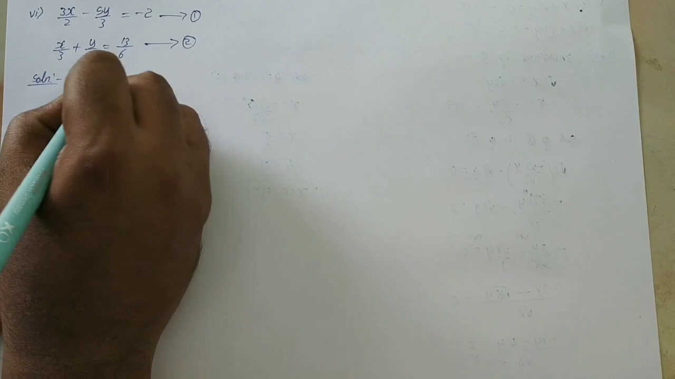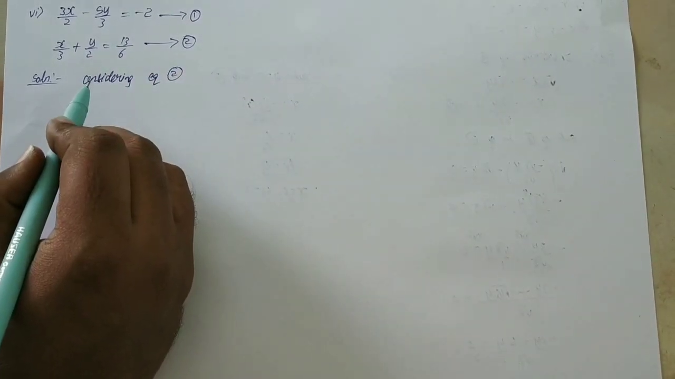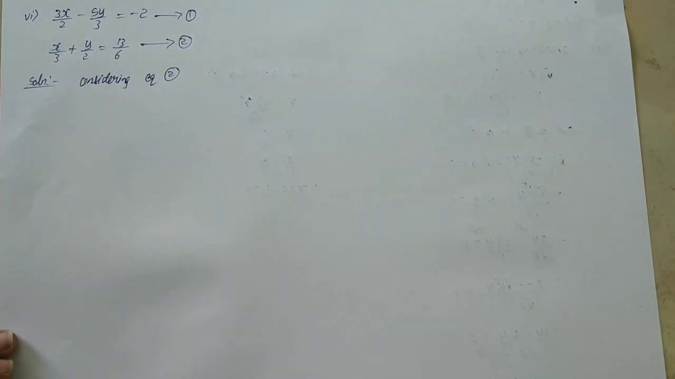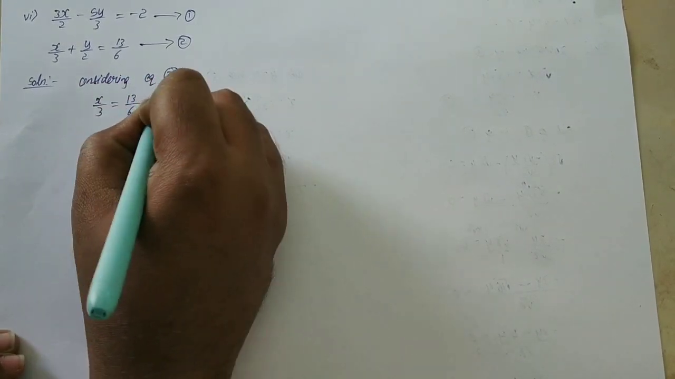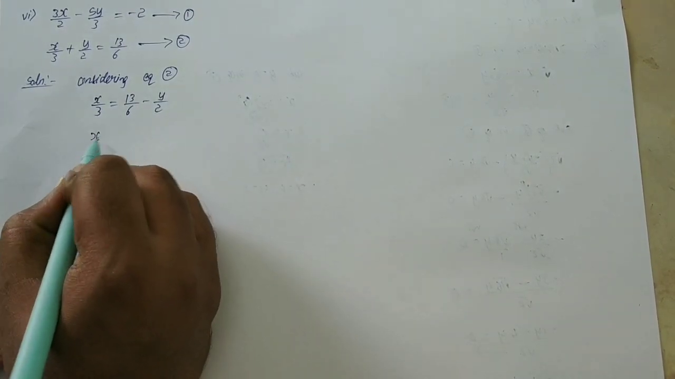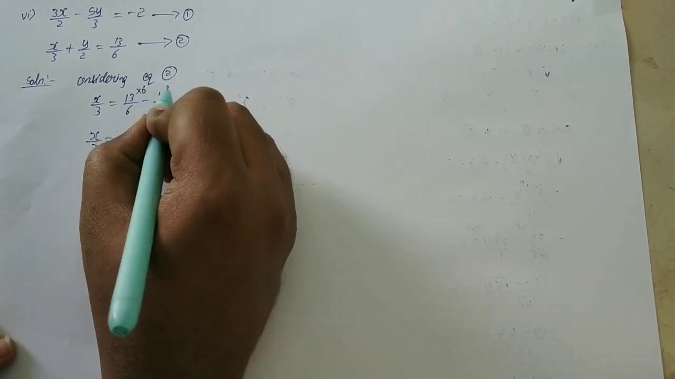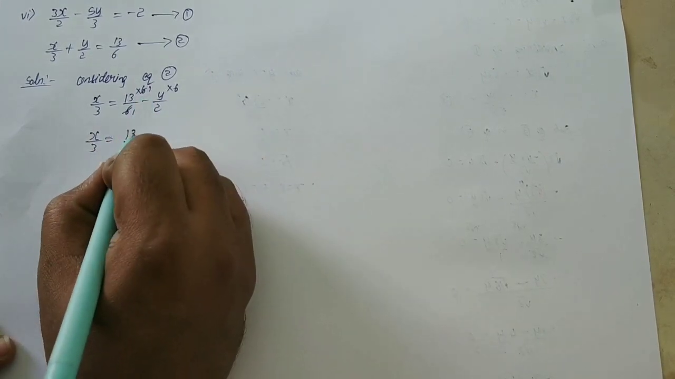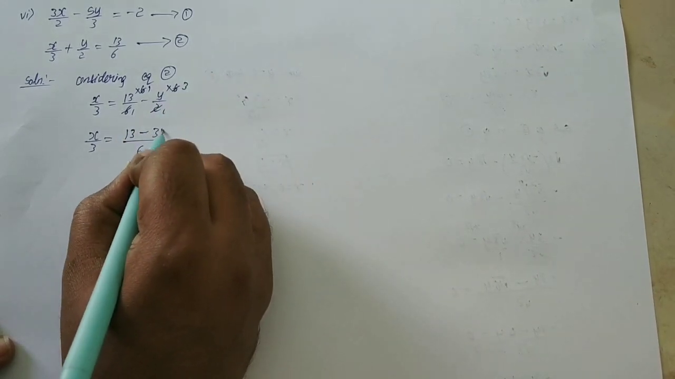So considering equation 2, I will convert in terms of x now. So I will keep x by 3 as it is and I will shift y by 2 to the RHS. Then it will become x by 3 is equal to 13 by 6 minus y by 2, right? So we have to take LCM here. So LCM for 6 and 2 is 6, right? So 6 is the LCM. So here 6 ones are 6, and 6 twos are 12... so here the 6s cancel. So 13 into 1, 13 as it is, minus as it is, 2 ones are 2, 2 threes are 6, so y into 3, 3y.